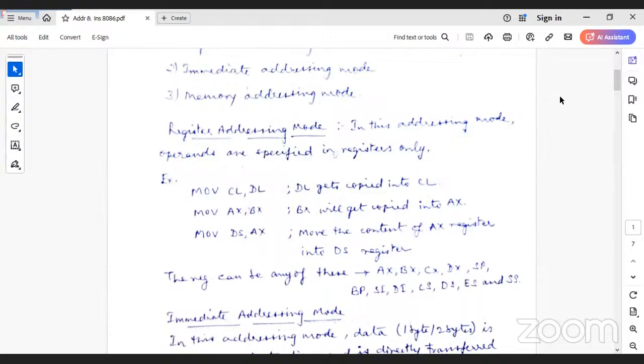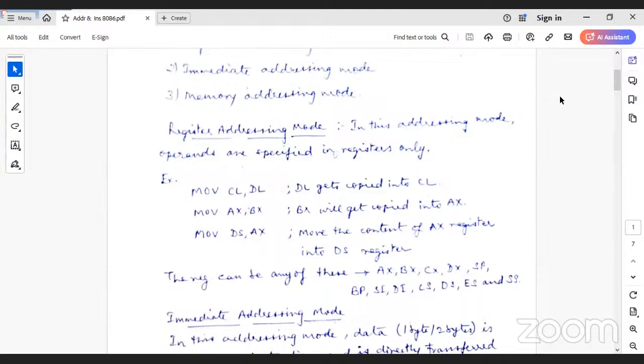Then the next instruction you see is move AX comma BX. So AX and BX both are 16-bit registers. AX is a 16-bit register, BX is also a 16-bit register. That is why the registers from where the data transfer is going to take place and to which it will be taking place should be of the same size. So here also you might have understood that move AX comma BX means whatever data is there in BX will be copied into the 16-bit register AX.